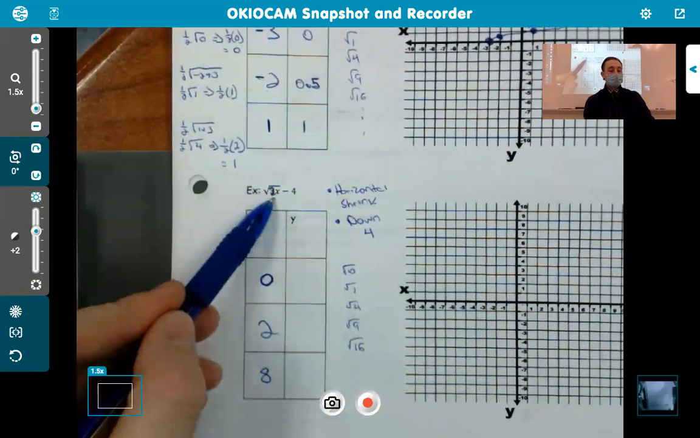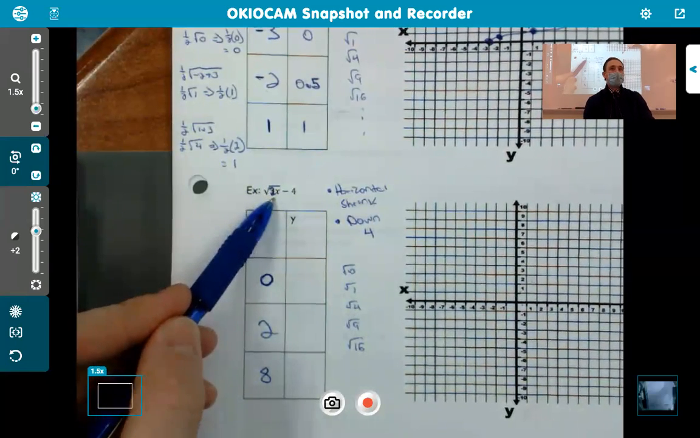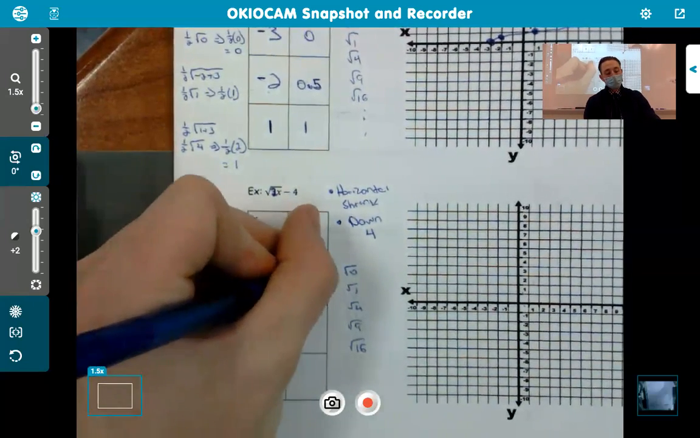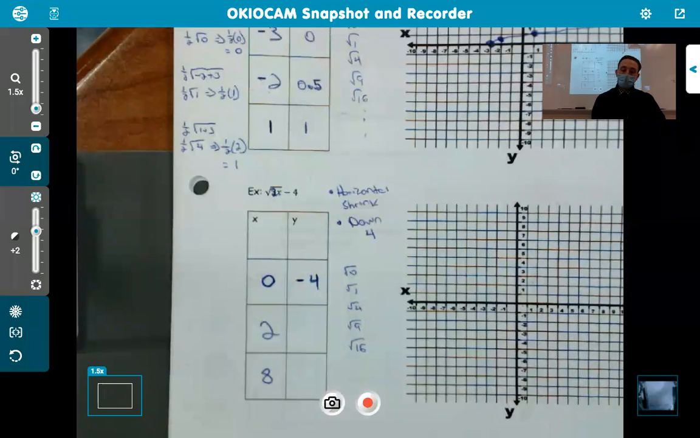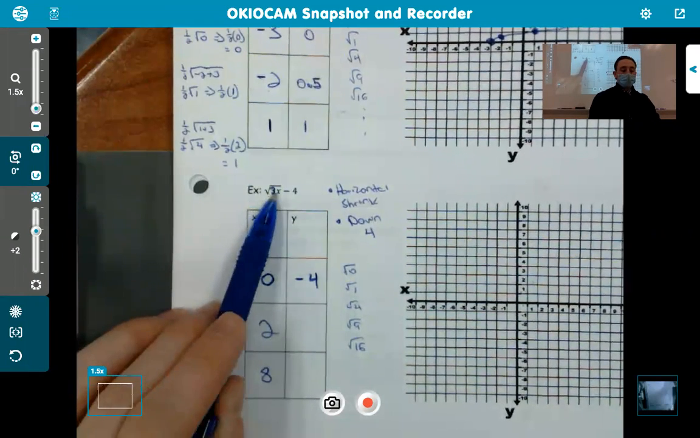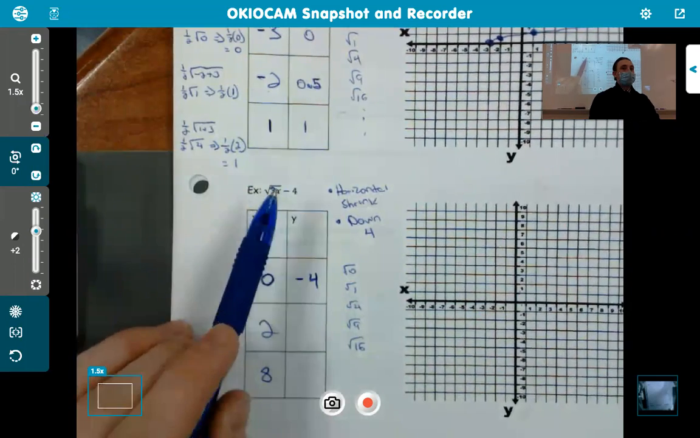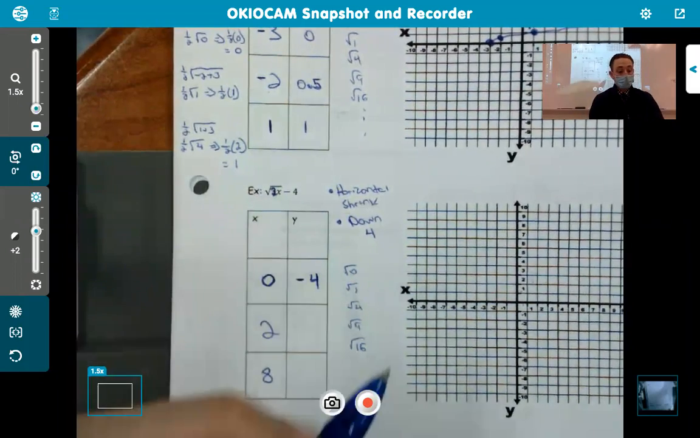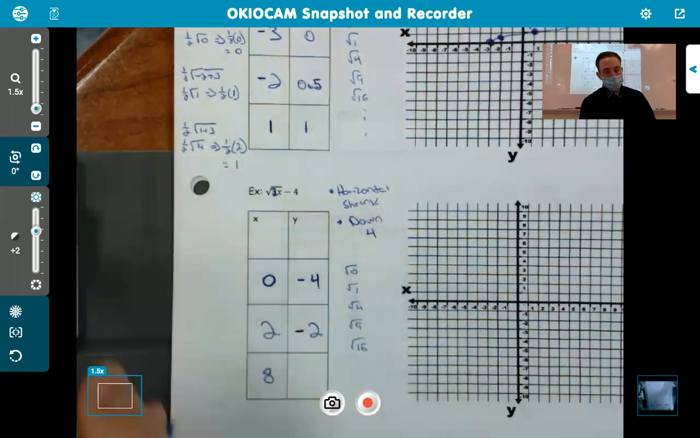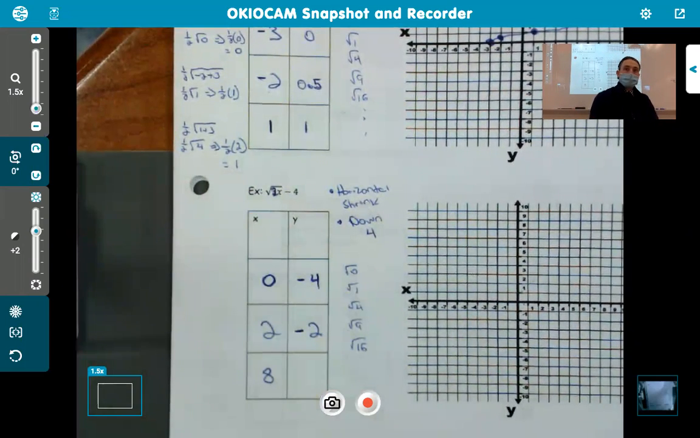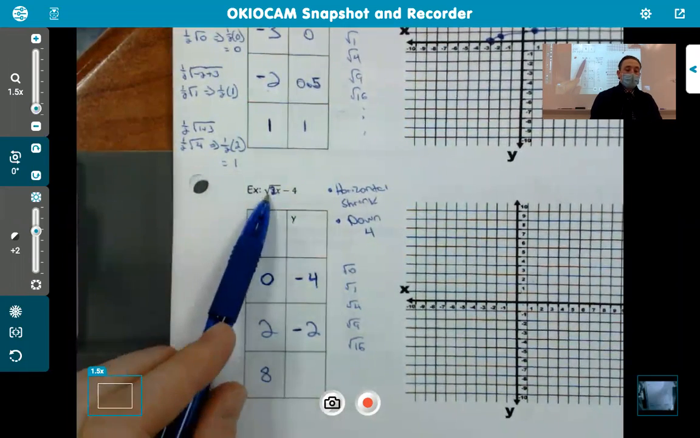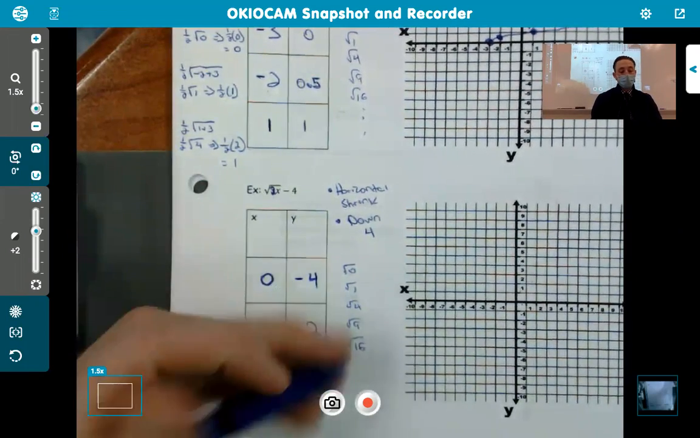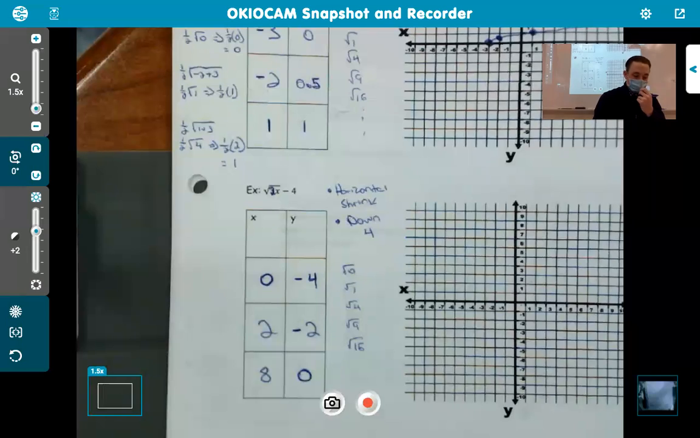0 times 2 gives me 0. What's the square root of 0? And what's 0 minus 4? -4. Good. Two times 2 gives me the square root of 4. What's the square root of 4? And what's 2 minus 4? -2. Two times 8 gives me 16. What's the square root of 16? And what's 4 minus 4? 0.